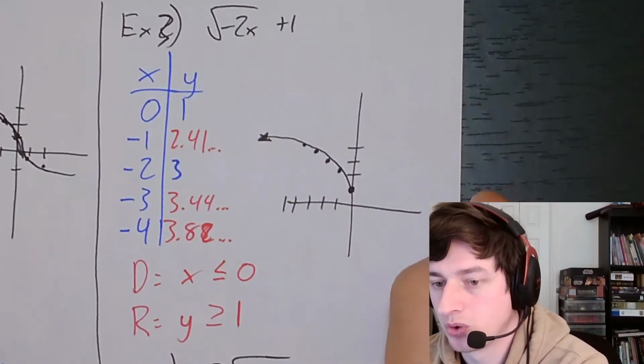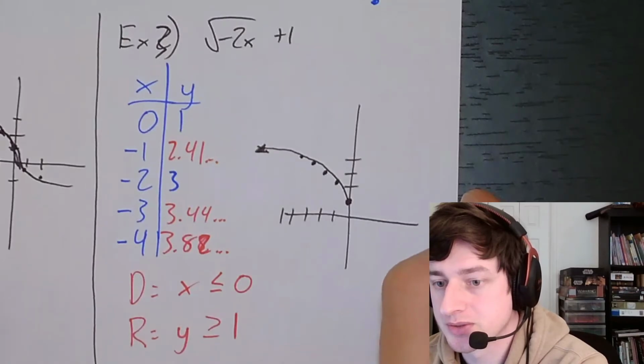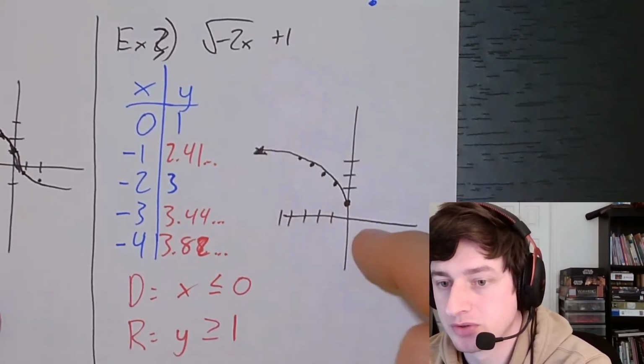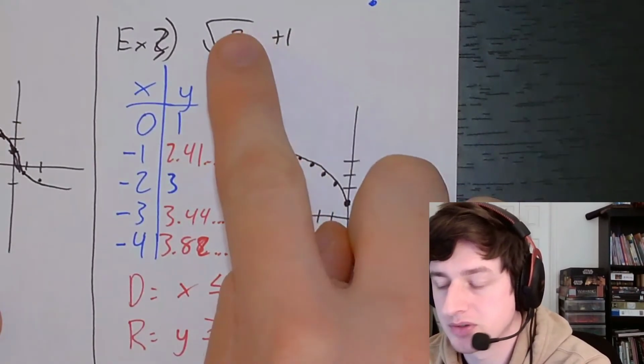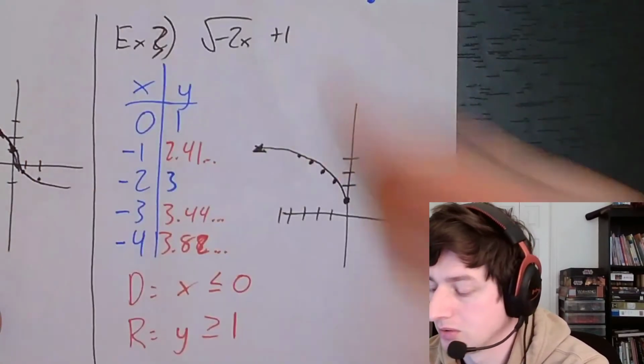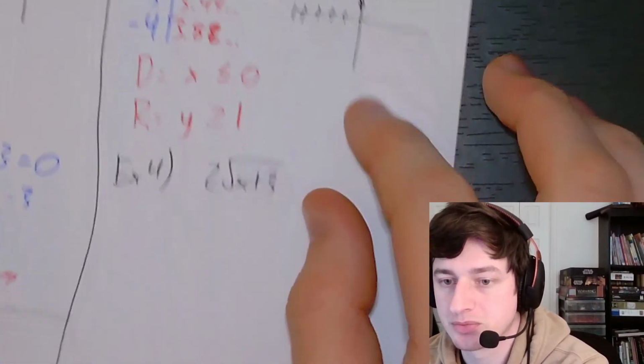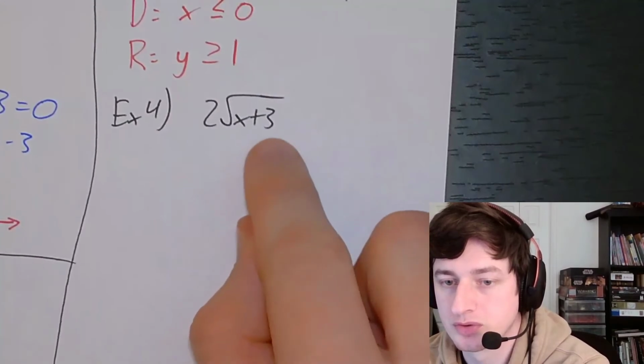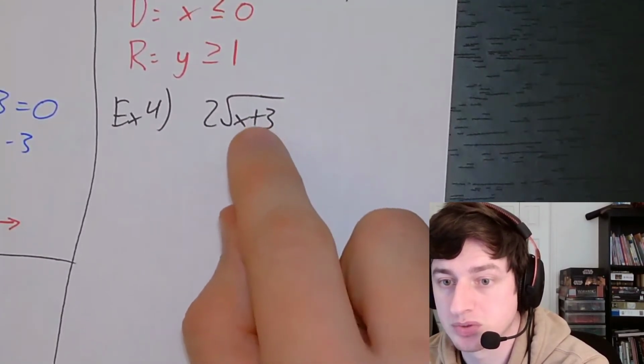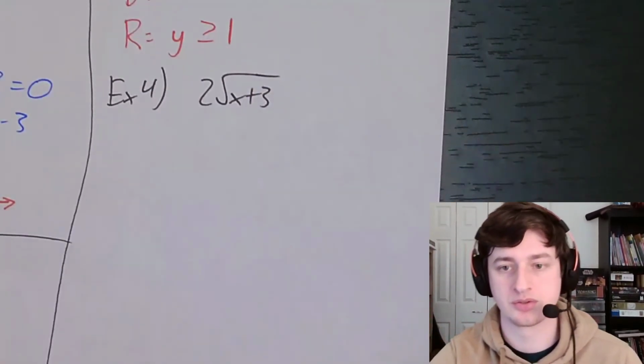All right, one more. You'll notice we went up 1, so it moved the graph up 1. We had a negative inside, it flipped it over this way. Okay, this one's not going to get flipped over, but it is going to move to the left because it's plus 3 inside.